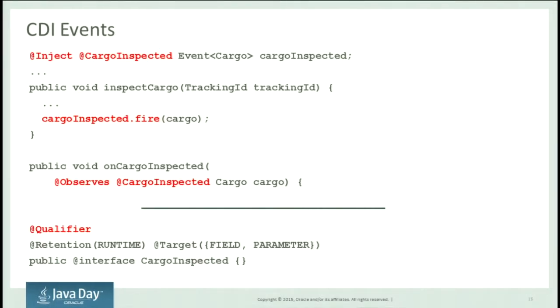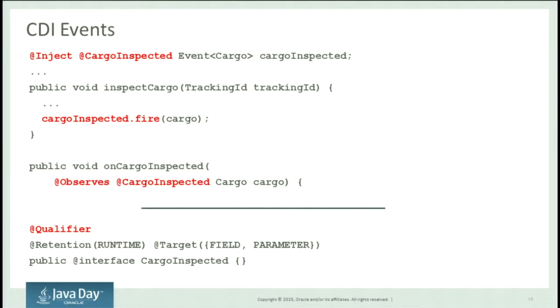In addition to that, you can actually apply CDI qualifiers to add additional metadata. So in this case, I'm firing a cargo event, but this particular event really should only be captured by folks that are interested in when the cargo is being inspected. That's why I have a custom CDI qualifier down below. In terms of receiving the event, it's a very, very simple programming model.